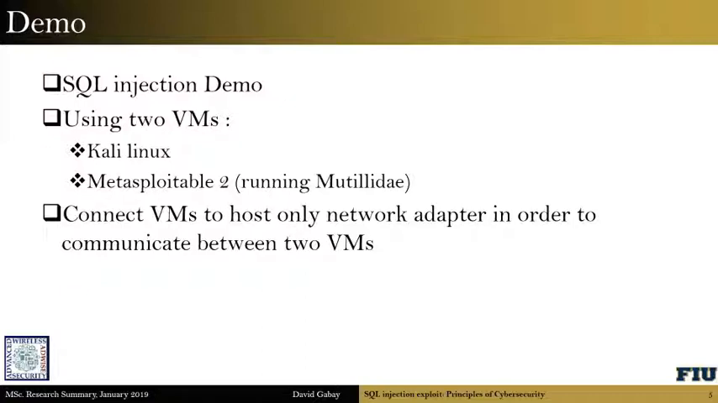So now I'll go into a demo. I am running two virtual machines. One is Kali Linux, and the other is Metasploitable 2, which is running the Mutillidae server. In order for these two virtual machines to communicate, I connect them to a host-only network adapter, and I'll demonstrate that right now.